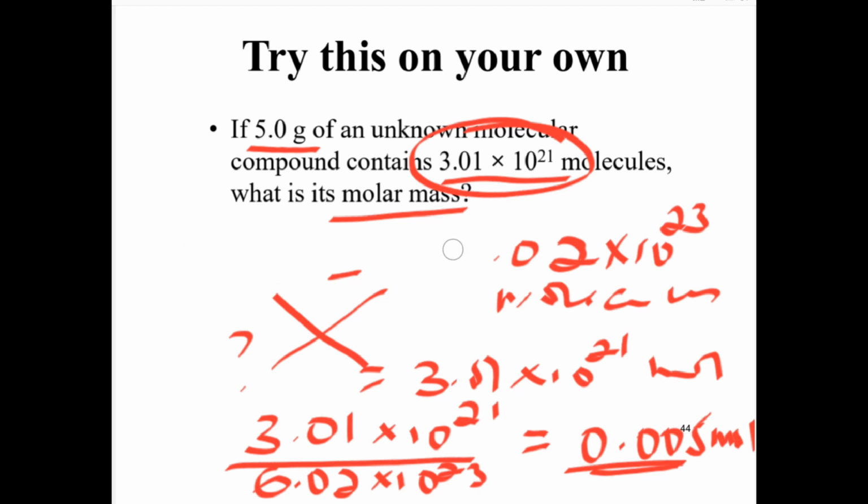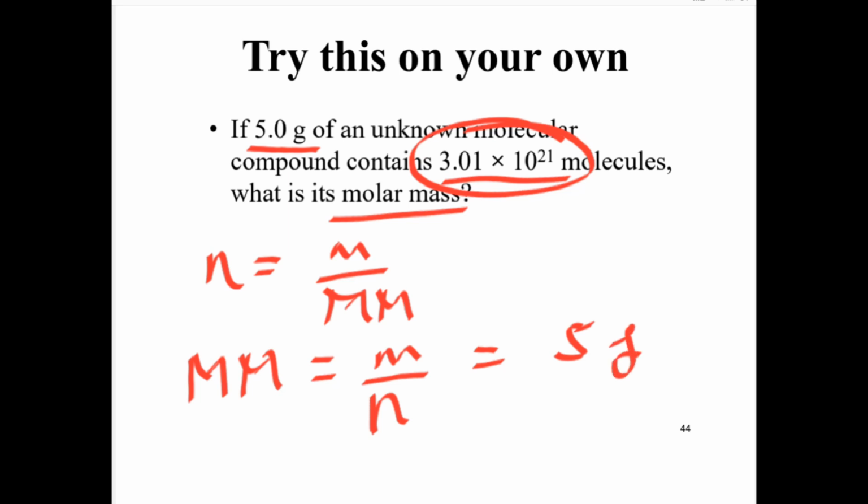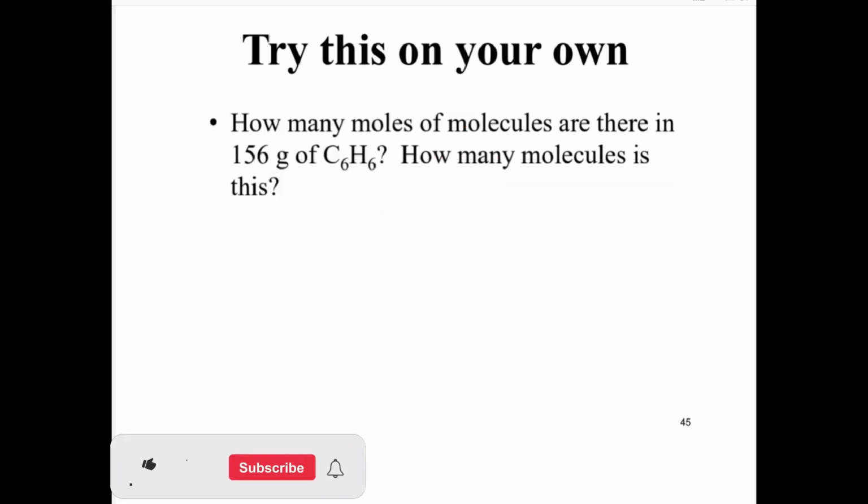ይሄን ያህል ሞል ማለት ነው። ሞል ማለት ምን ማለት ነው? ማስ ኦቨር ሞላር ማስ። የተጠየቀው ሞላር ማስ ስለሆነ ሞላር ማስ ማለት ማስ ኦቨር ሞል ማለት ነው። ማሱ ስንት ነው? 5 ግራም ኦቨር 0.005 ሞል ነው። ስለዚህ ይሄ ስንት ይሆናል ማለት ነው? 1000 ግራም ፐር ሞል ይሆናል ማለት ነው። ስለዚህ ሞላር ማሱ 1000 ነው ማለት ነው። How many moles of molecules are there in 156 grams of benzene. And how many molecules is this?